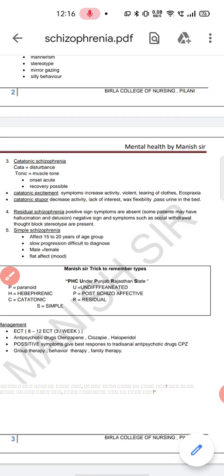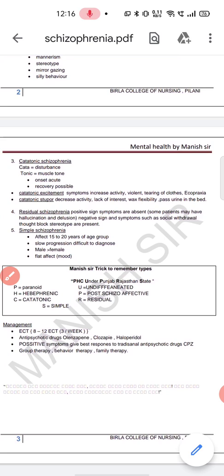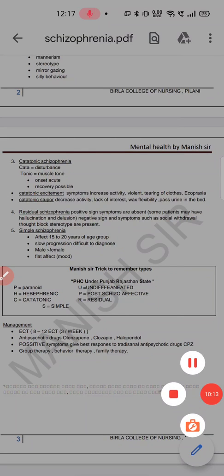Is that clear? The management of schizophrenia includes ECT, which has the best effect. It is prescribed as 8 to 12 ECTs, 3 per week. The antipsychotic drugs olanzapine, clonazepam, and haloperidol have the best effect in schizophrenic patients. Positive symptoms respond best to the traditional antipsychotic drug chlorpromazine, and psychotherapies such as group therapy, behavioral therapy, and family therapy are helpful.